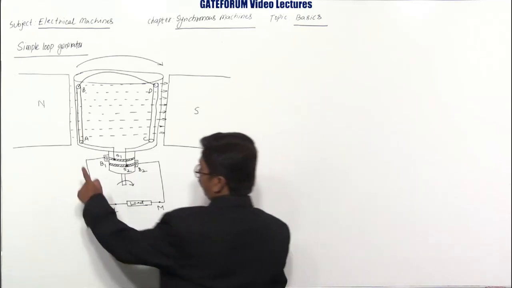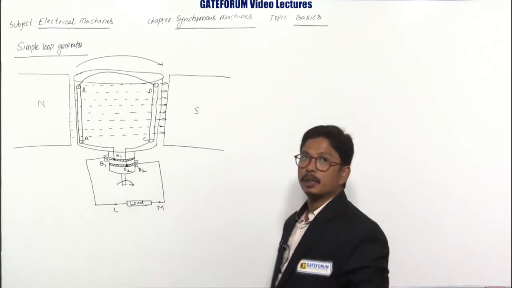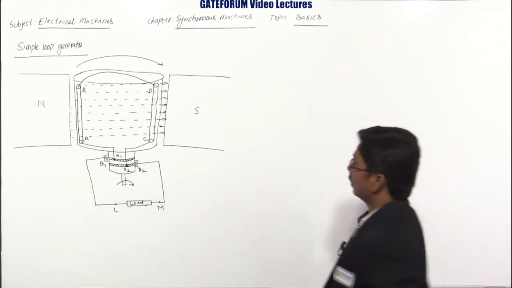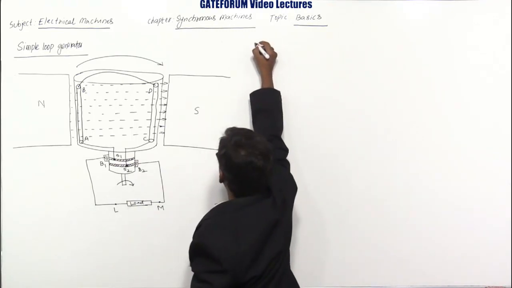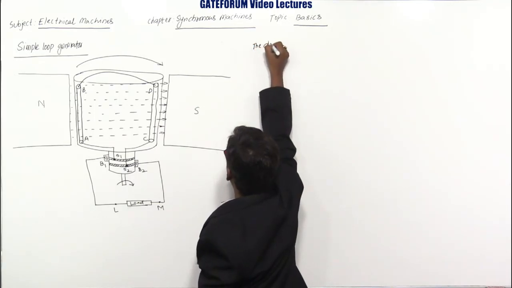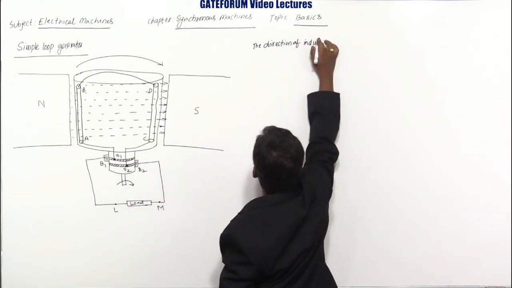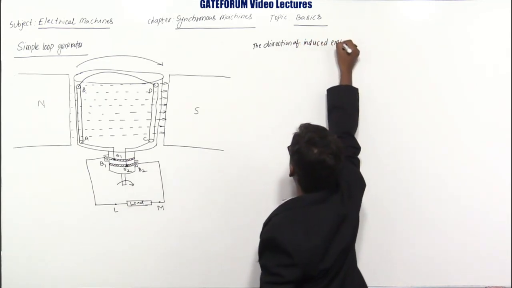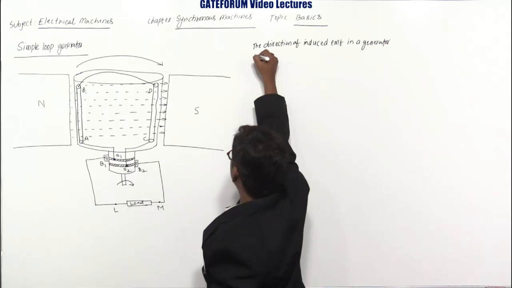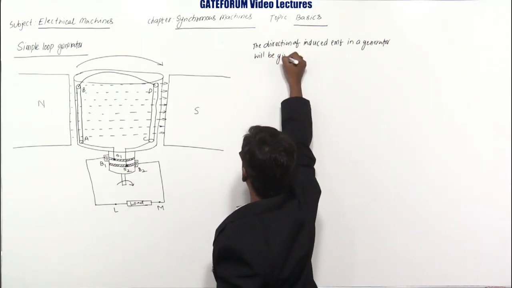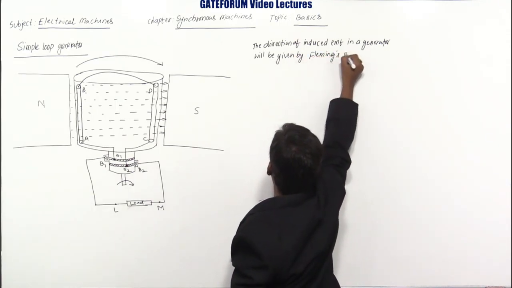Whenever a conductor is rotated, EMF will be induced in the conductor AB as well as conductor CD. The direction in which the induced EMF is created in the conductor will be given by Fleming's right hand rule. Direction of induced EMF in a generator will be given by Fleming's right hand rule.